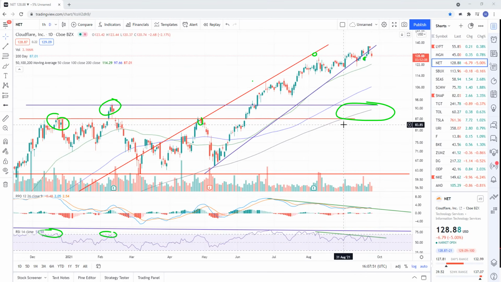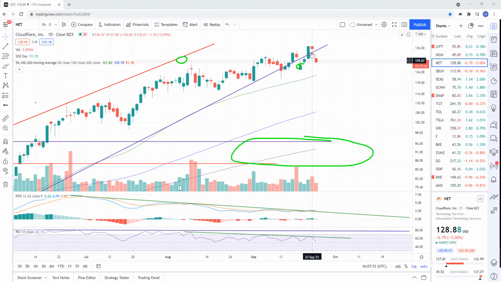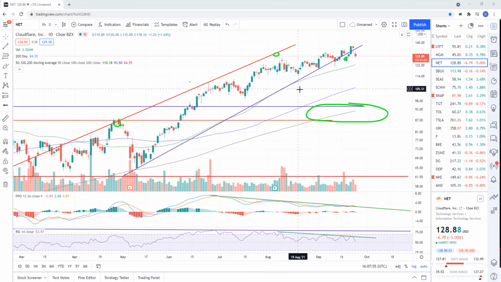Okay, Nett. I'm back short this thing. I covered it yesterday, back short. So I took on a little loss yesterday, but we're back short. This one's kind of playing games a little bit.